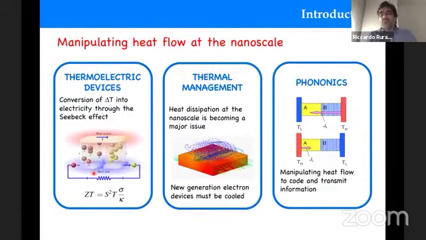And then I have this last box, which is what I call phononics. Phononics, maybe it's a word that you can use in a more general sense, but I prefer to keep it for that subtopic where you use phonons to encode logical information and to process information.